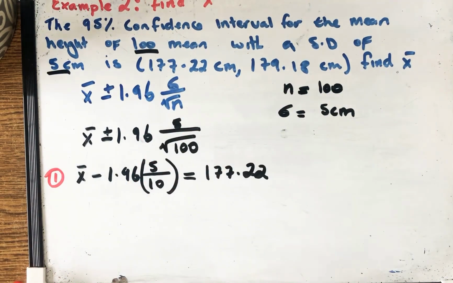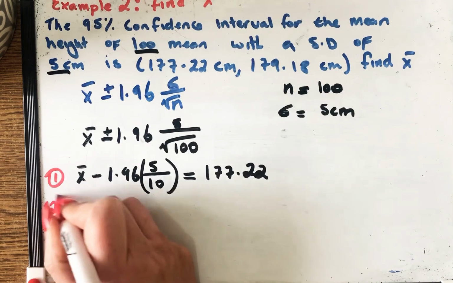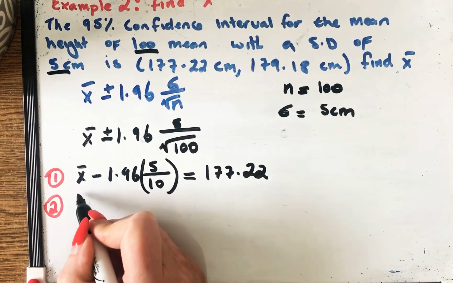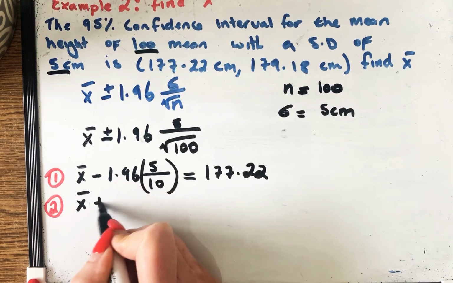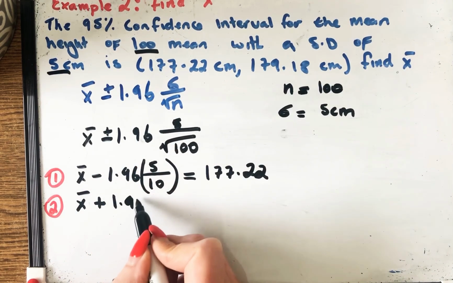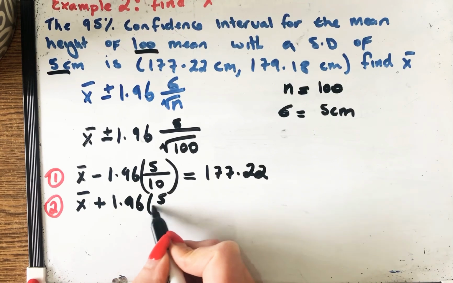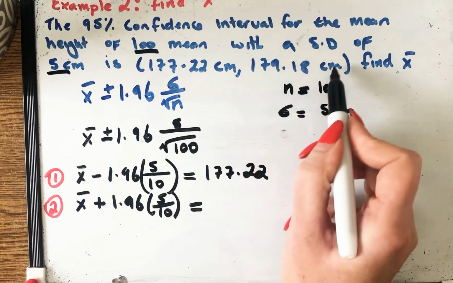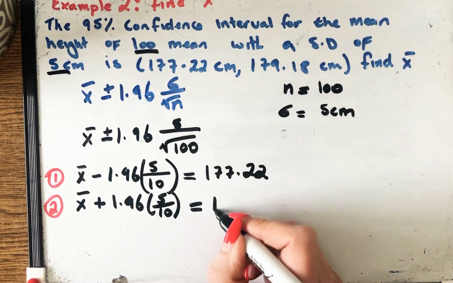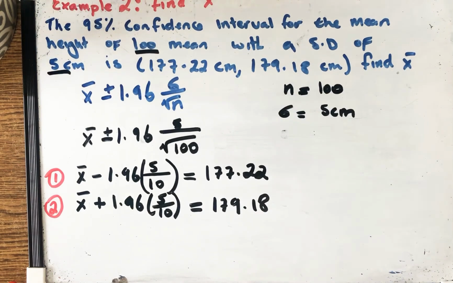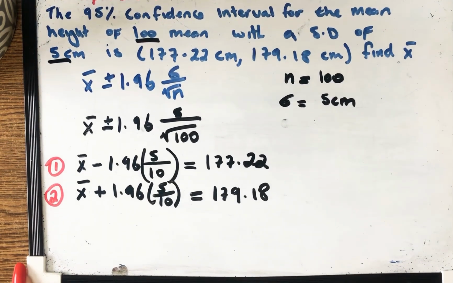And now let's label our second one as equation number 2. And we have x bar, but this time let's use the positive sign. So we're talking about the positive sign here, 1.96 times 5 over 10, and we'll equal it to the larger part of our upper interval here, 179.18. And all we have to do is solve to get a value for our x bar.